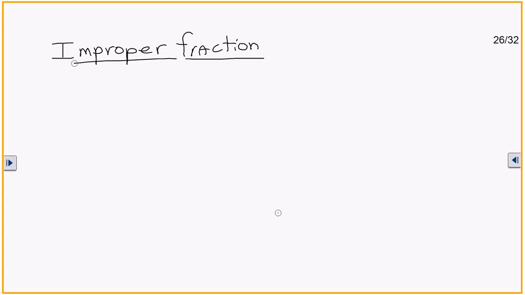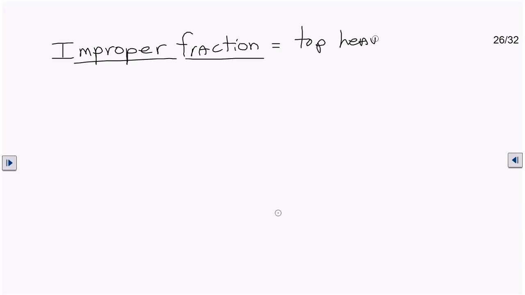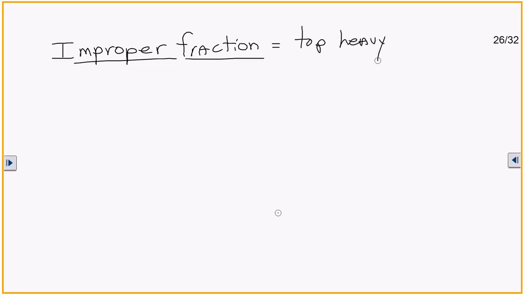An improper fraction is top-heavy. Top-heavy means that the numerator is bigger than the denominator, which means that it is above 1. So 3 over 2 is an example of an improper fraction. Now 3 over 2 means that it is above 1. An improper fraction is above 1. Okay, remember when I told you that a proper fraction is between 0 and 1?